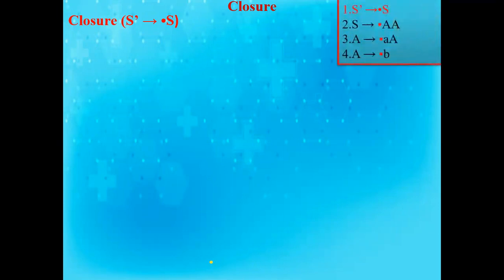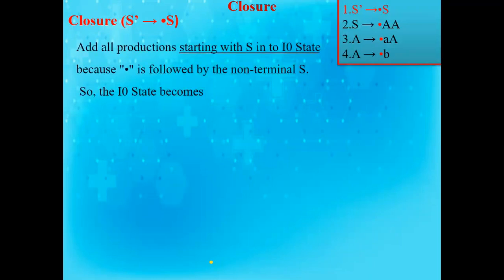So if the next symbol of the dot operator is a non-terminal, in this case the next symbol of that particular production is a non-terminal, then we have to take all the productions from that particular non-terminal. If we consider an example, this is the grammar given, the same grammar, and I have the dot operator at the first place of every production. We need to add all the productions starting with S to the state I0. So I am creating a state I0.